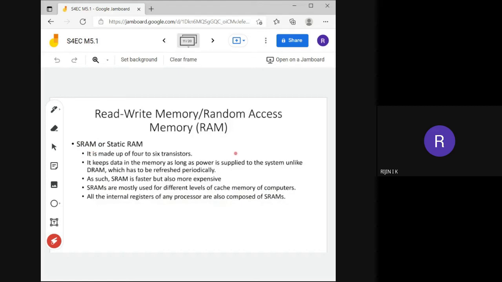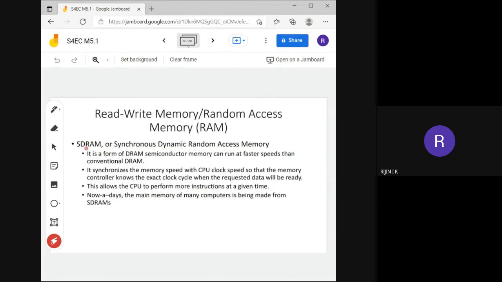Just remember that. Then next one is SDRAM, or we will call it synchronous dynamic random access memory. That means it is a dynamic memory. It is a DRAM, but what is synchronous? That means we will use some clock pulse to synchronize. Okay, let us see how it synchronizes.